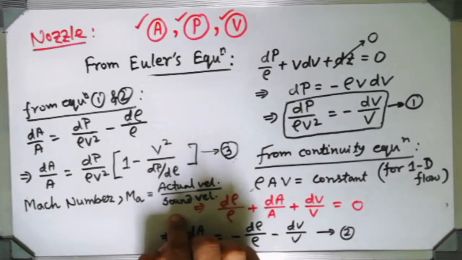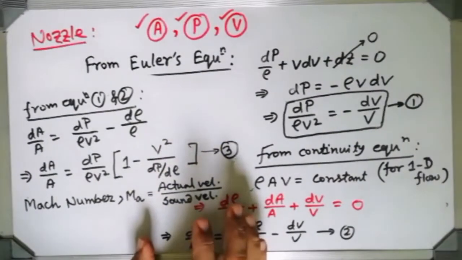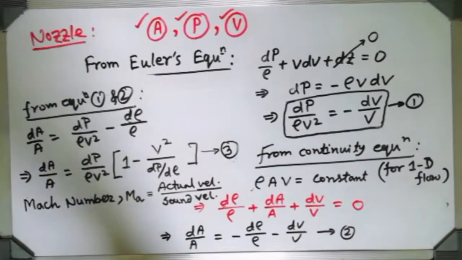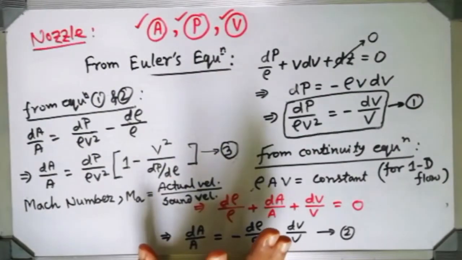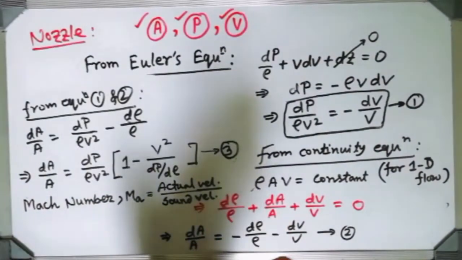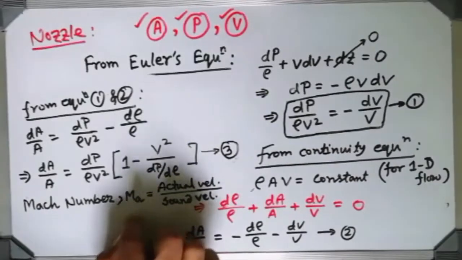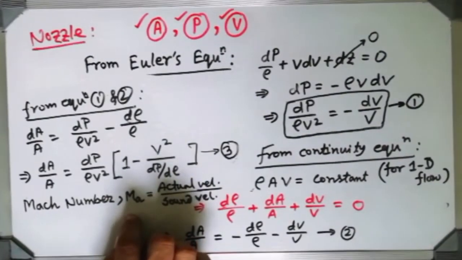Why is it coming over here? It is coming over here because the fluid which is flowing through the nozzle, that is the steam, is it flowing with a supersonic velocity or is it coming with a subsonic velocity? That will be decided by this number. It is a very interesting thing.